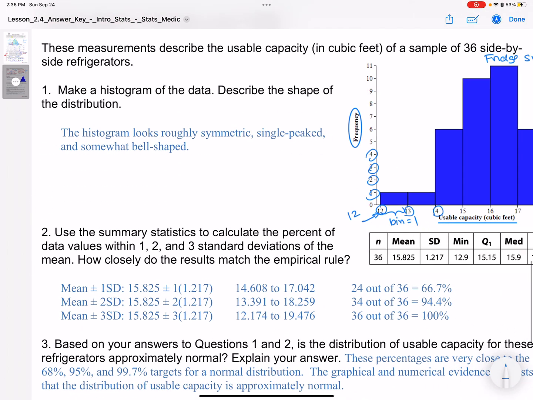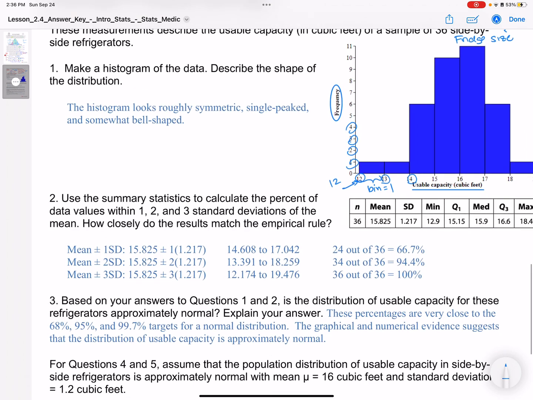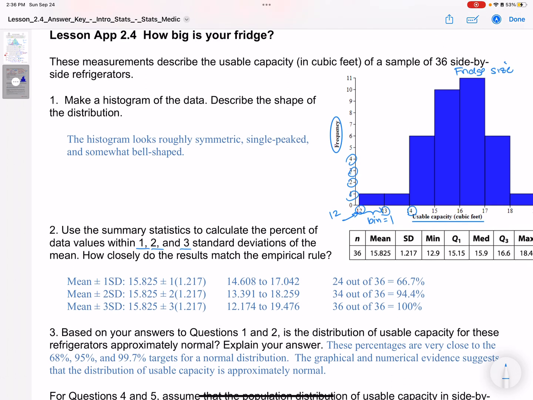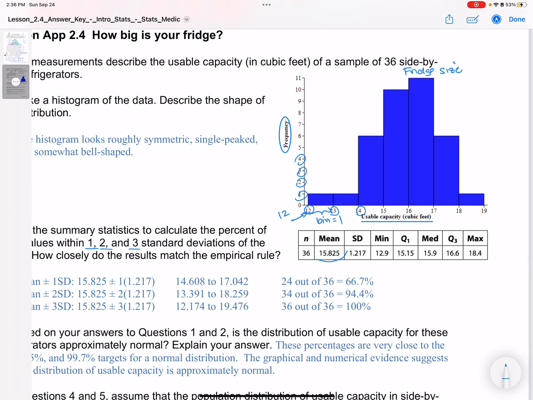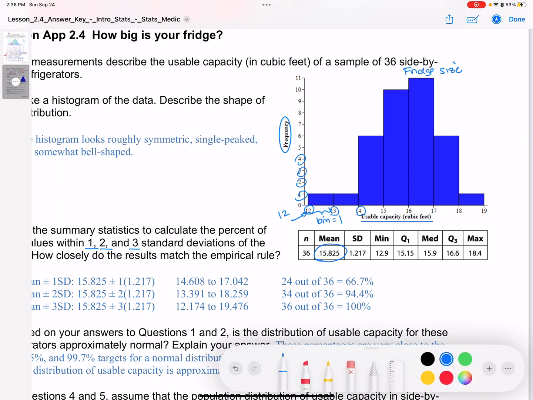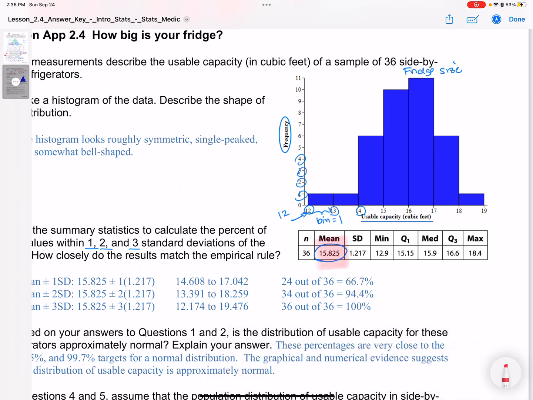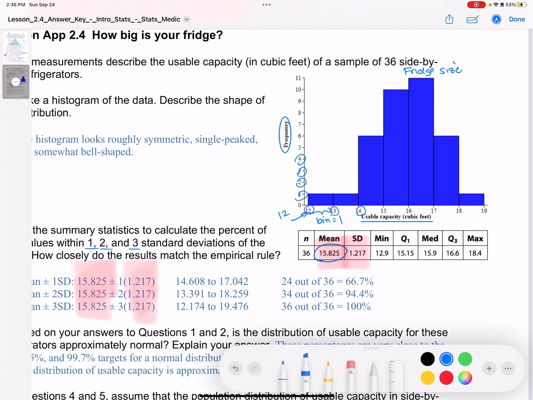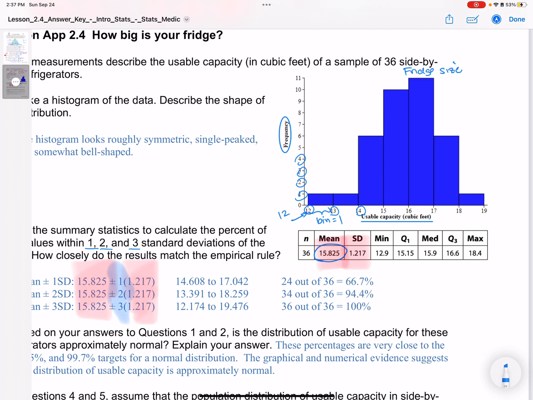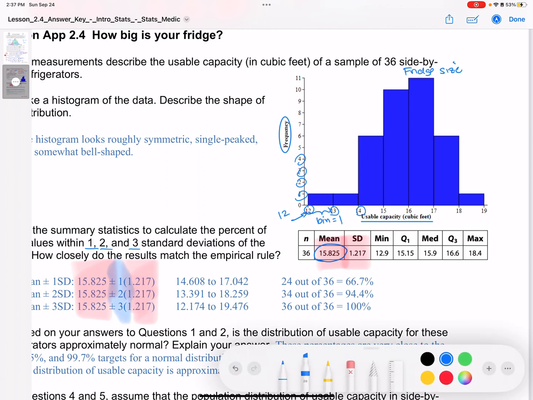All right, so this one is asking, can you calculate my data values within 1, 2, and 3 standard deviations of the mean? So this is literally what I did. It gives me my mean right here, 15.825. It gives me my standard deviation, which is 1.217. So that's where these are coming from. And if you notice, I'm multiplying by 1, 2, and 3 standard deviations of the mean.